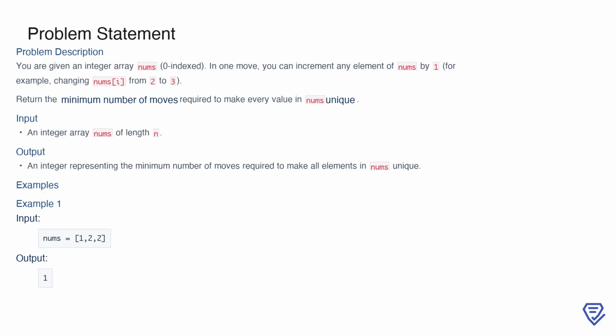For the input, you'll receive an integer array nums of length n. And the output will be a single integer, which represents the minimum number of moves needed. To help clarify, let's look at some examples. In the first example, the input array is 1, 2, 2. The output is 1, as you can increase one of the 2's to 3, making the array 1, 2, 3. Only one move is needed to achieve uniqueness.